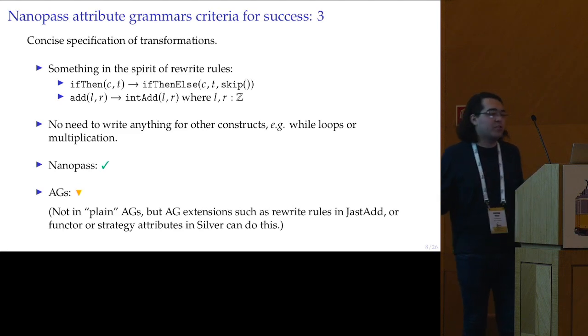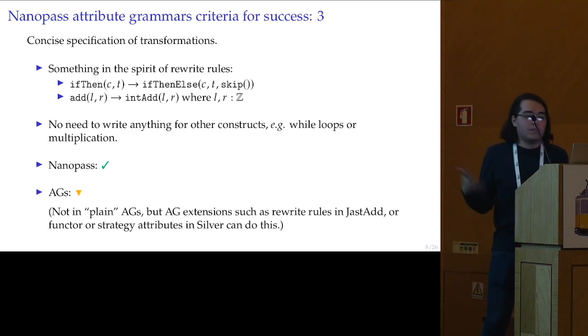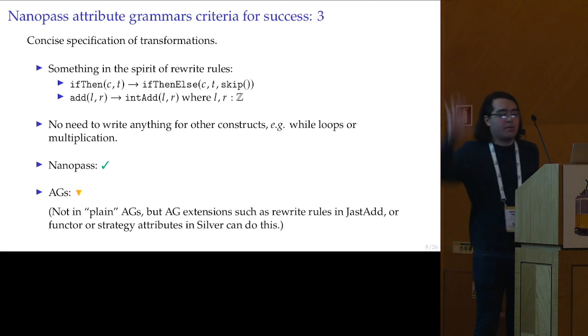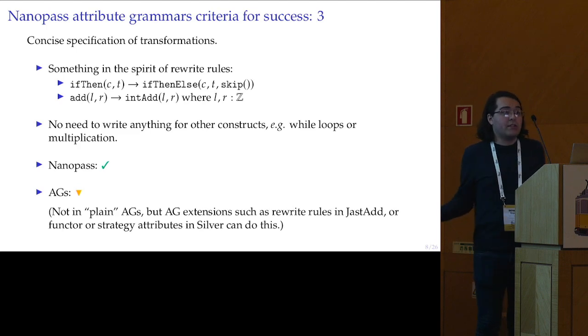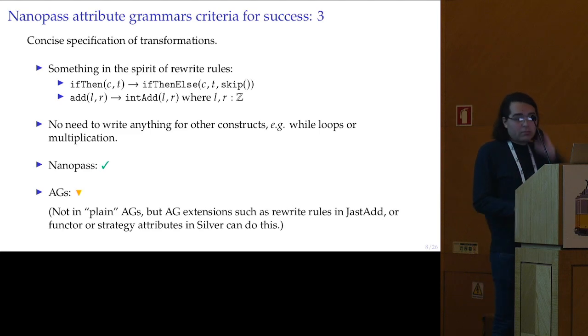It should just work. The Nanopass framework and the Nanopass approach make this pretty easy. Implicitly, you get the clauses that you left out saying, propagate this thing recursively. And in attribute grammars, there are a lot of extensions that add this approach. They're not built into the formalism, but yeah, they more or less work. So we need to make sure that we preserve this.